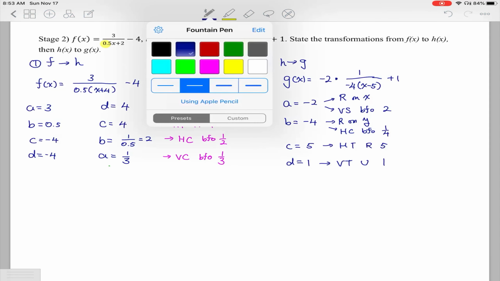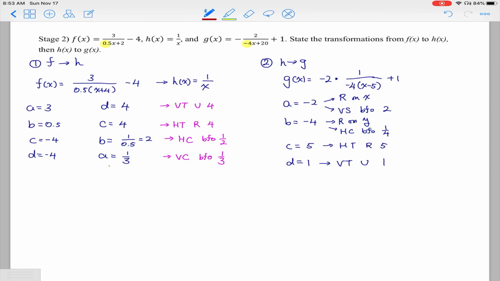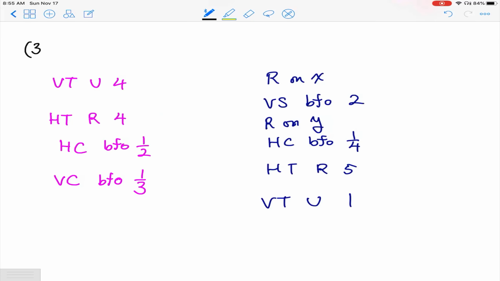One thing you have to keep in mind is that the transformation from f to h is removing all the transformations, therefore we go backwards. That's why we started from d rather than a. From h to g you're adding the transformations, therefore we start from a to d instead of d to a. The last step is basically your final answer. I'll just put the final answer: the first transformations and then the second transformations. And that's all good to go, and we're done here.